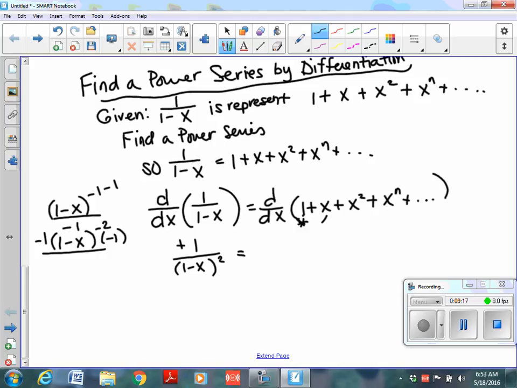The derivative of 1 is gone, right here. The derivative of x is 1. The derivative of x squared is 2x. The derivative of the next one is 3x squared plus dot dot dot.